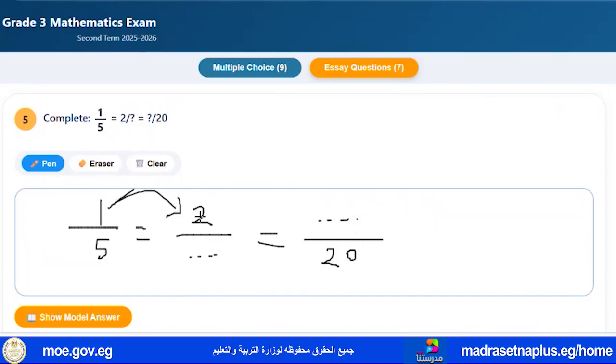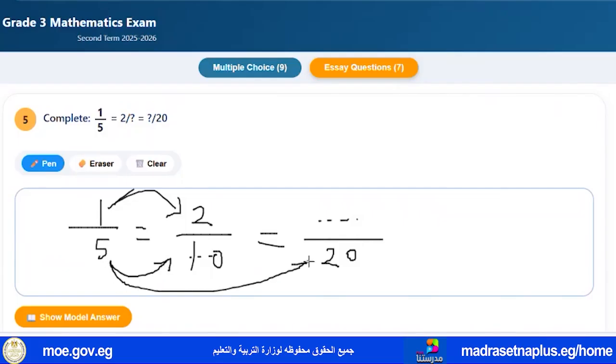Don't say adding. In equivalent, we use what? We use adding? No. We use subtracting? No. We use times or division. So 1 times what equals 2? 1 times 2. If we times the numerator by 2, we should times the denominator by the same number. Let's times 1 by 2, 5 by 2. We will get 10.